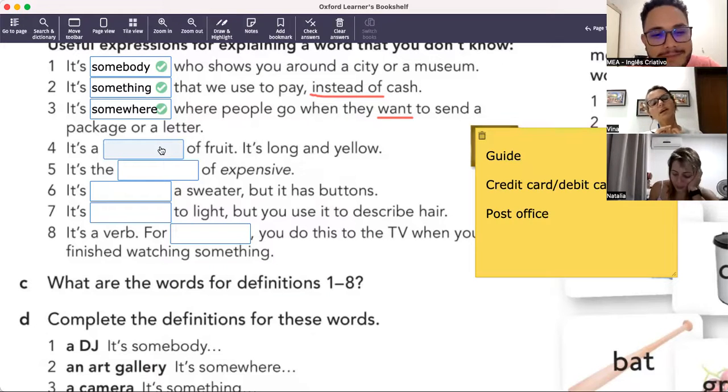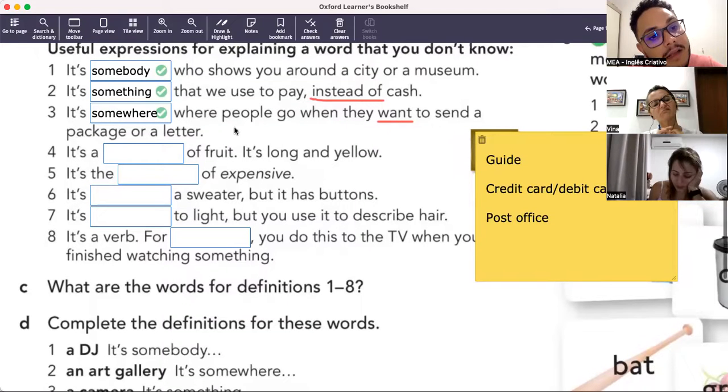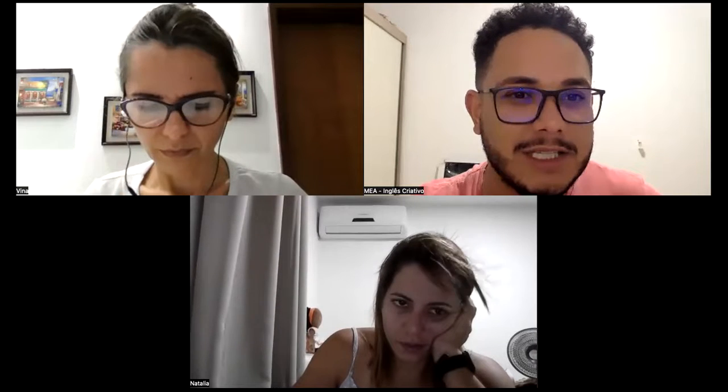Eu só não entendi o "letter", uma letra. Sorry? Letter tem outro significado. Let me show you. Ah, tá. Package. I'm gonna show you. Or a letter. Aí eu fiquei, a letra? Meu Deus. It's not that definition. Letter, it can also be this one here.